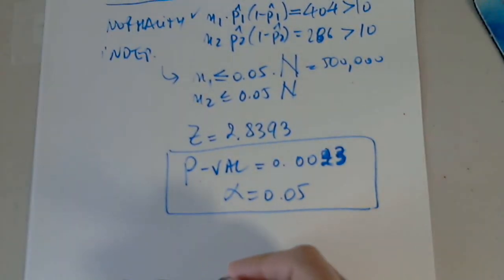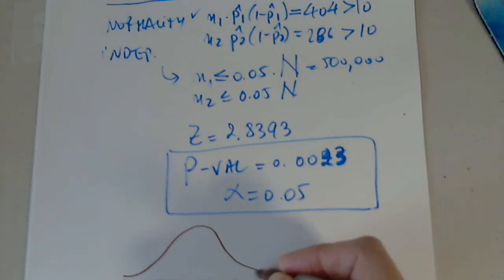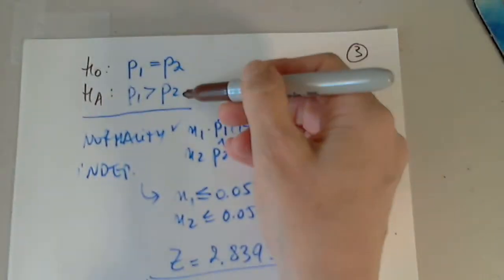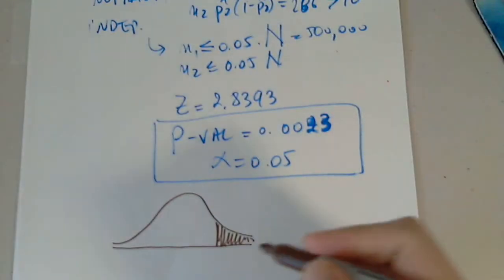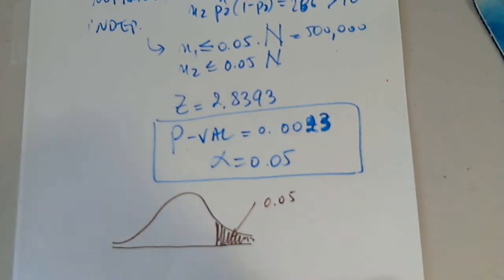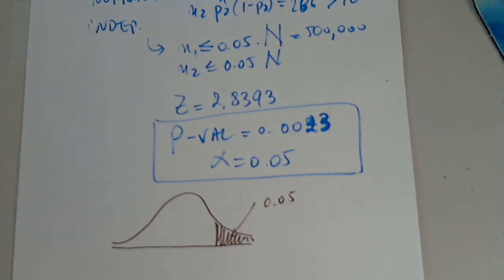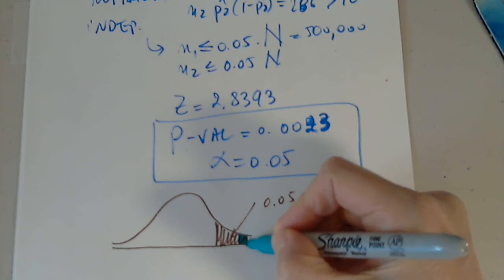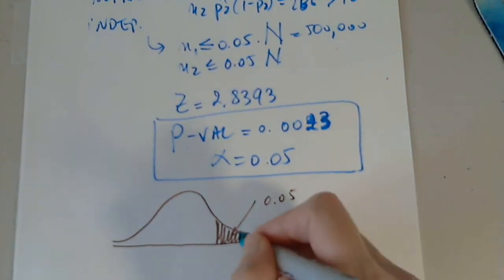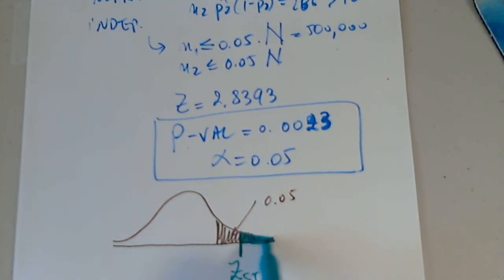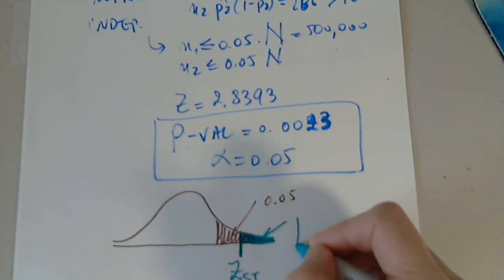So let me explain just to make sure that this is clear. This is because it's a right tail test. Alpha is right here. This is 0.05. But this proportion is smaller than alpha, and it's this value here, which means that the test statistic is here. The Z statistic is right here, this number. And we calculate the area to the right. The area to the right is the p-value.